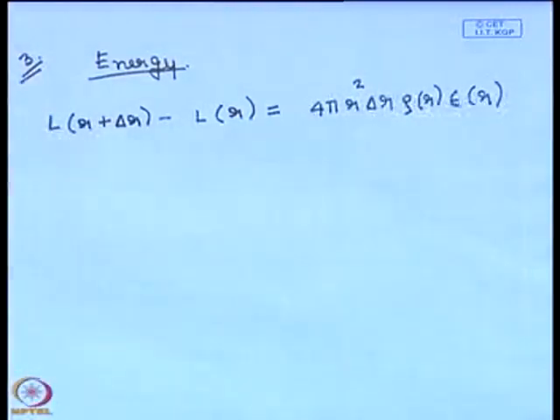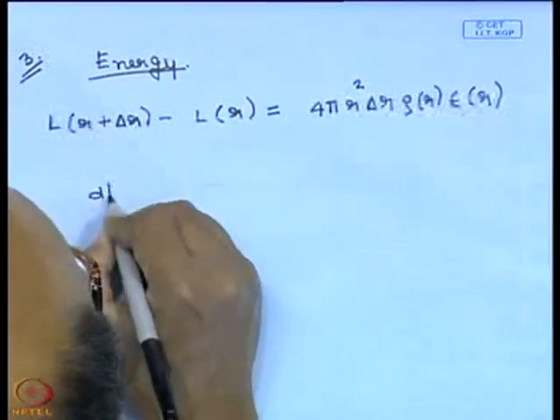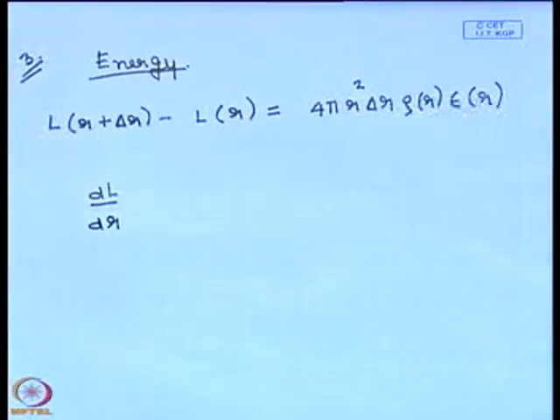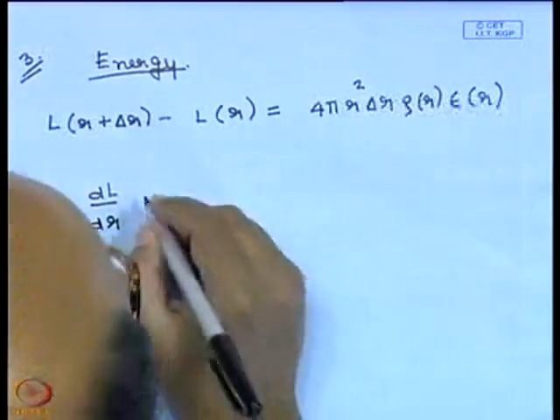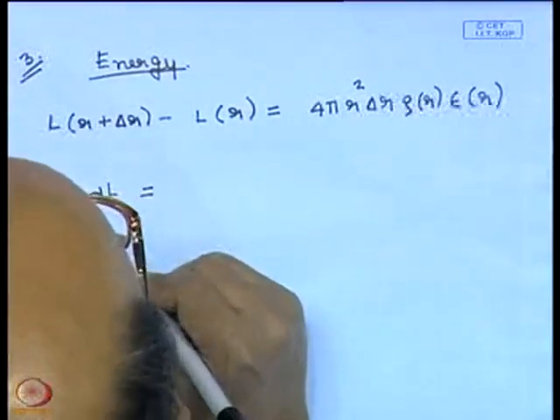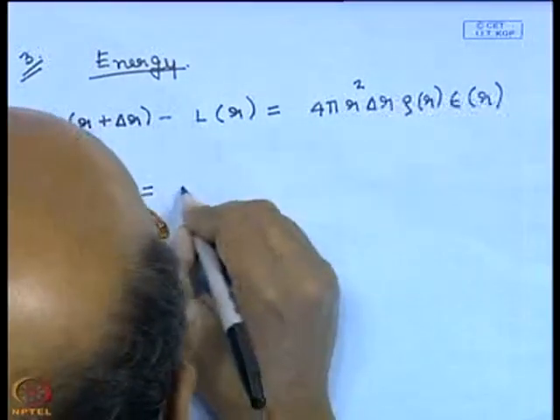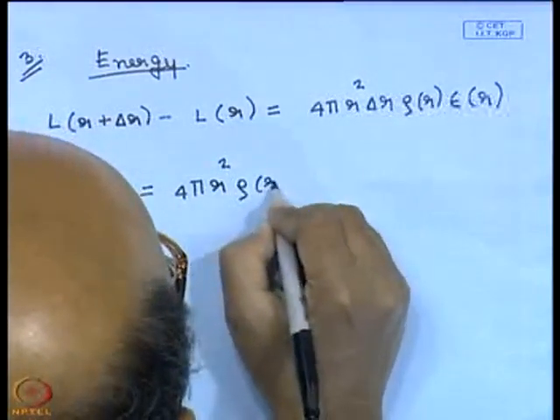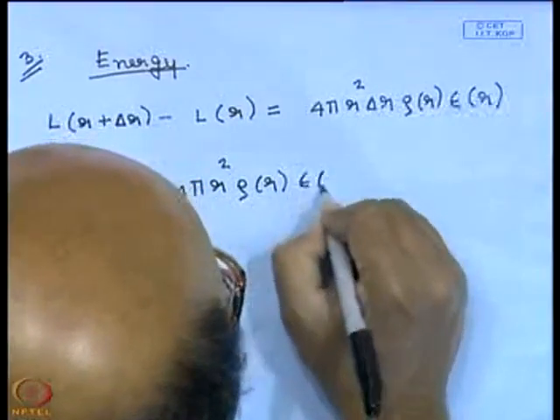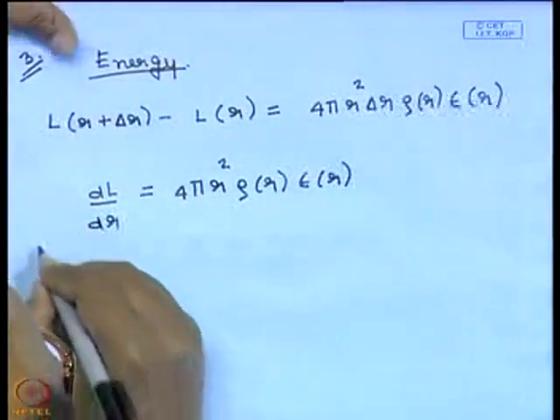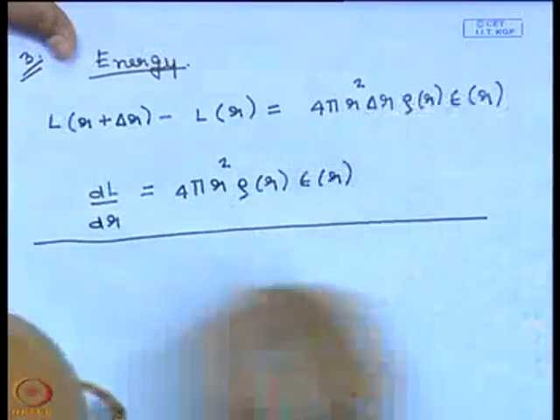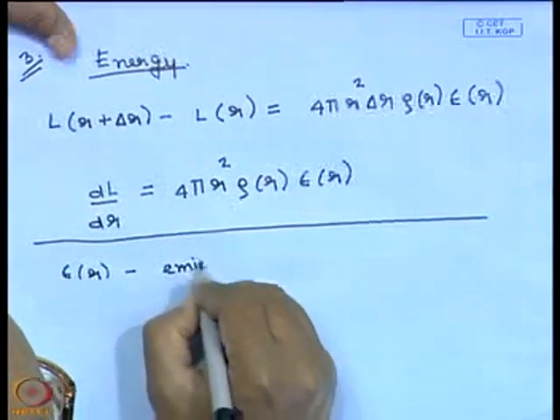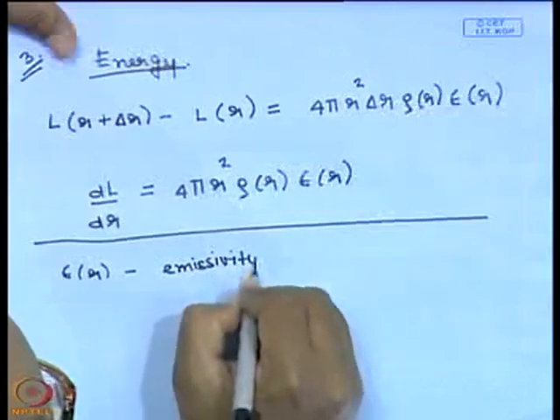Okay. So, this gives us the equation that dl dr, how does the luminosity change as we go out from the sun, and dl dr is equal to 4 pi r square rho r into epsilon r, where epsilon r is the emissivity, or the energy generation rate.